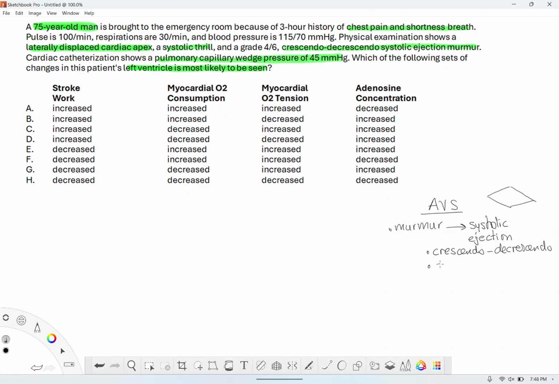Okay, so what else? The murmur is heard best at the second right intercostal space, or you can say right upper sternal border. These are abbreviations I use for myself so I can save room. So where is the murmur heard best? In the second intercostal space, right of the sternum.